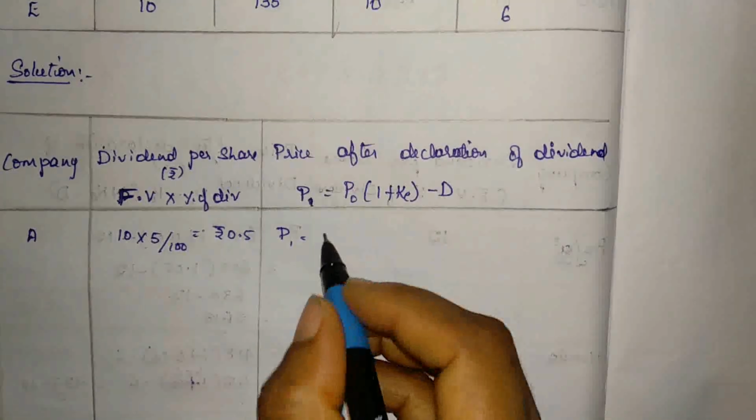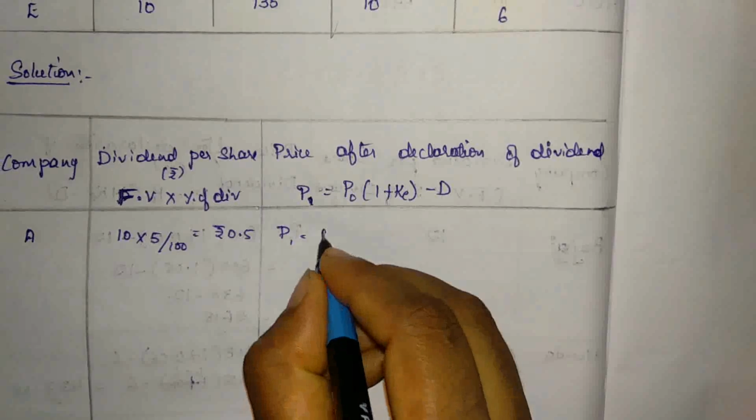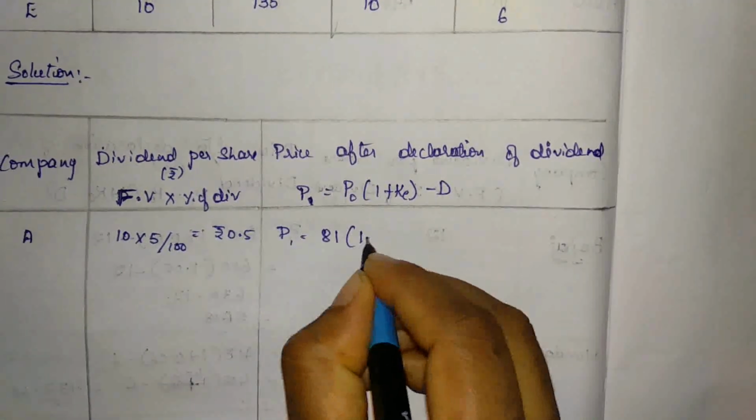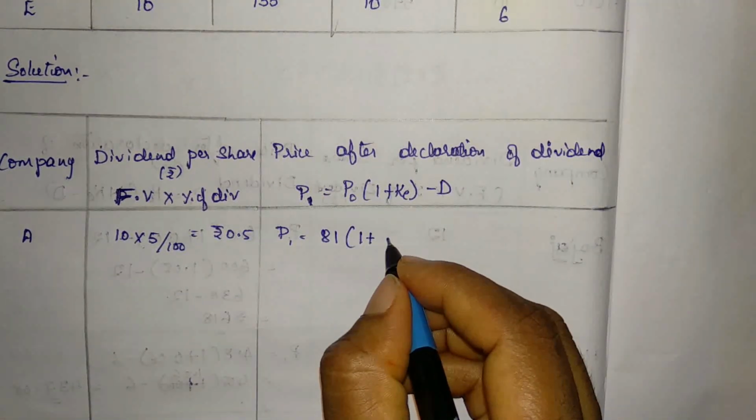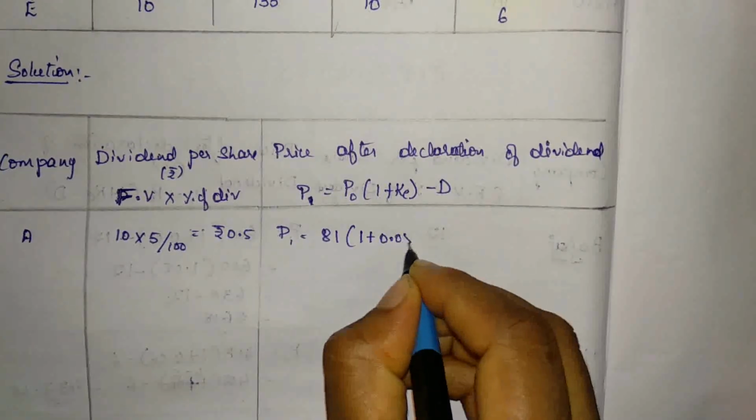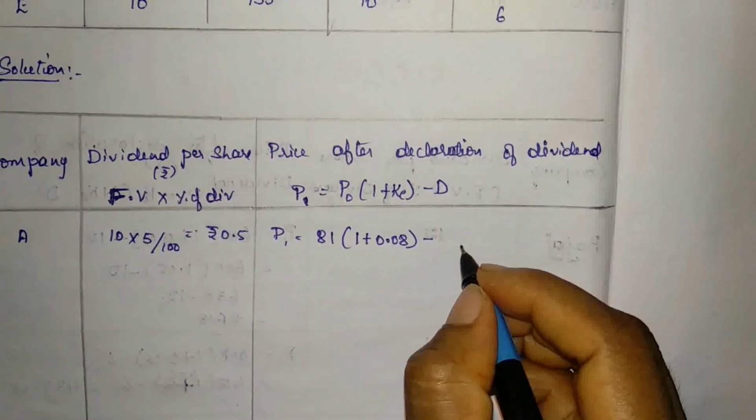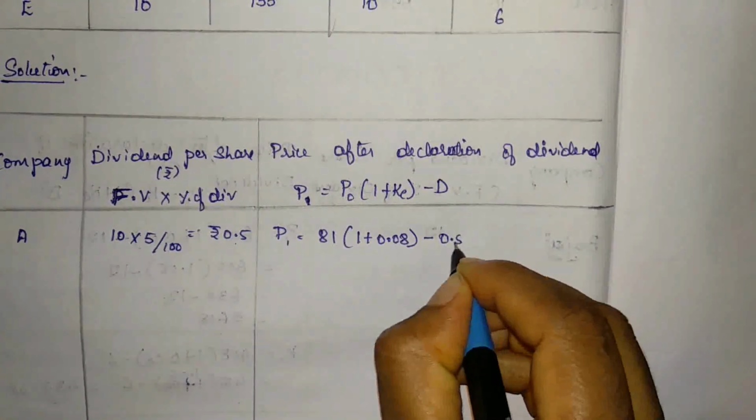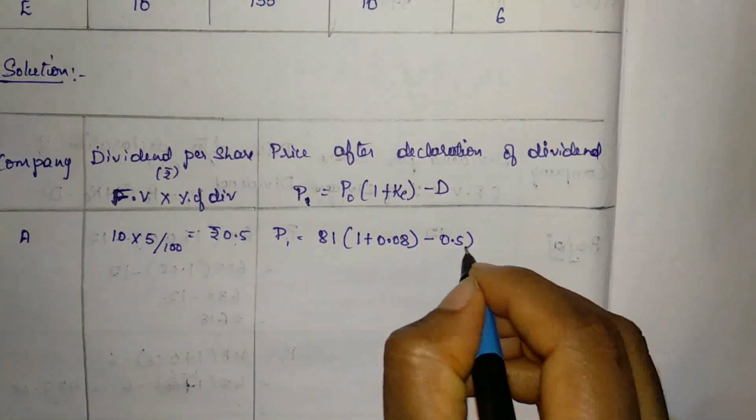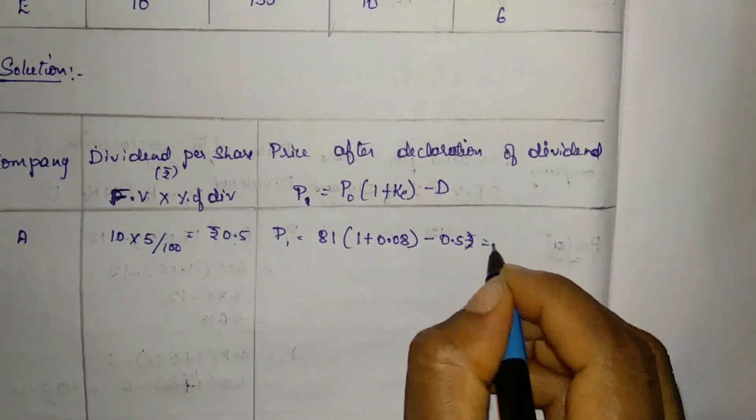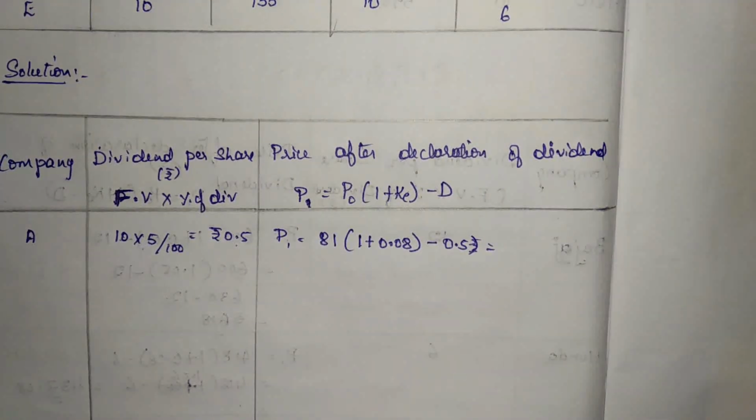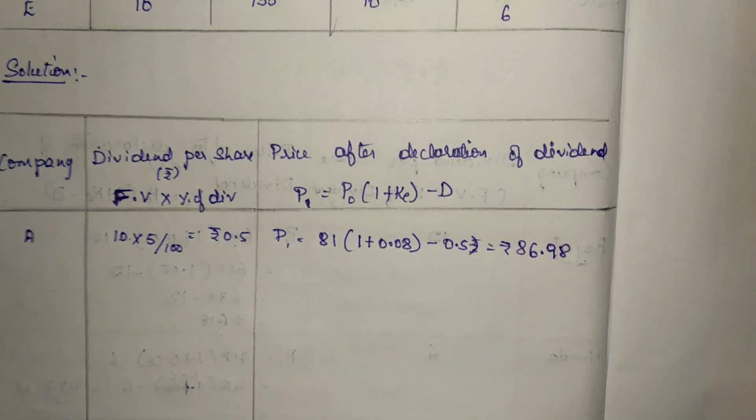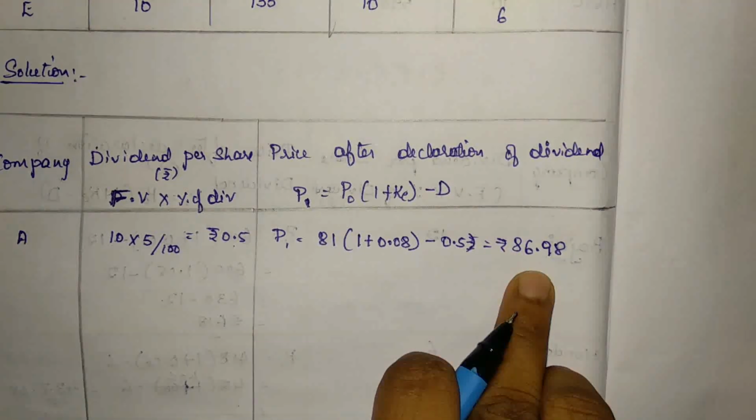Therefore, P1 is equal to P0, the price at the beginning, which is rupees 81, into 1 plus KE. KE is 8%, that is 0.08, minus the dividend per share in rupees that we calculated, which is 0.5. So the price after declaration of dividend is rupees 86.98.